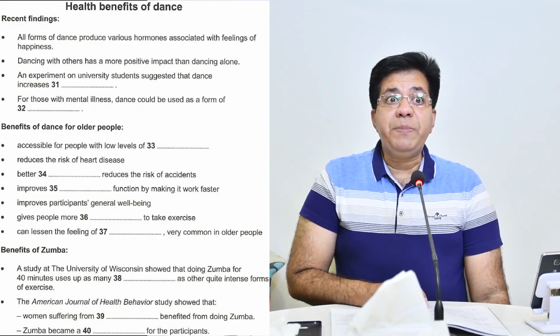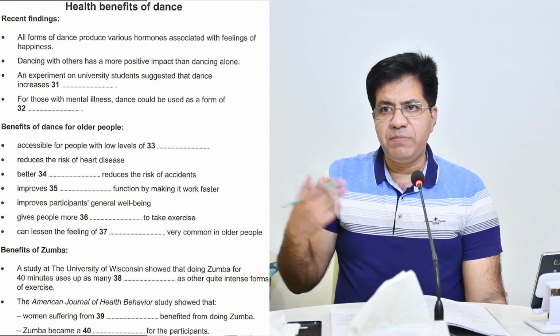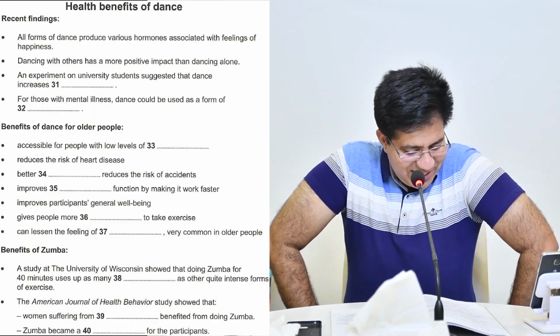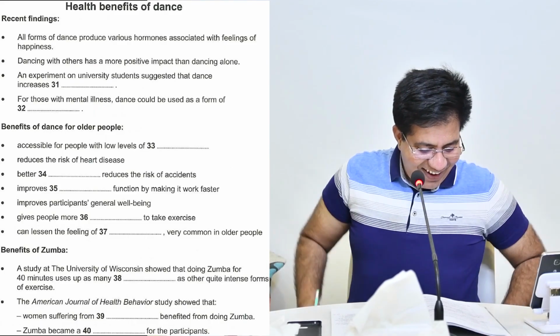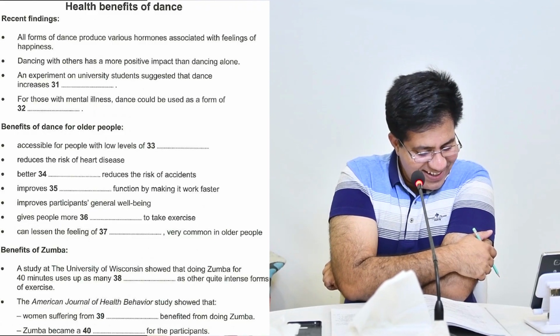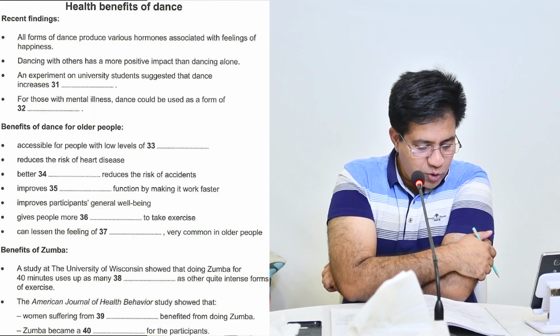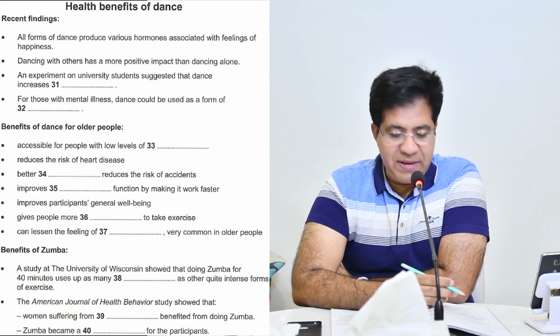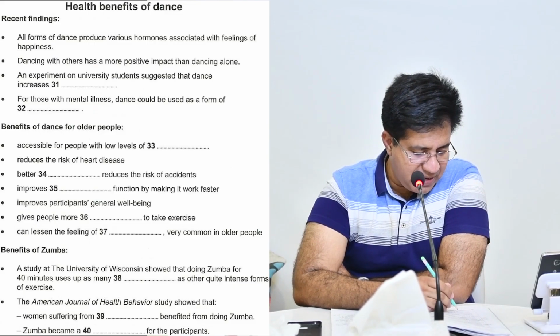Women with obesity. Obesity is being fat, being overweight and all that, right? Women with obesity. All right. Clear? Good. Question number 40. Zumba became a dash for the participants. Underline the word became.